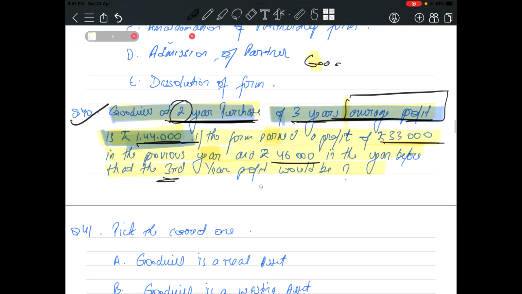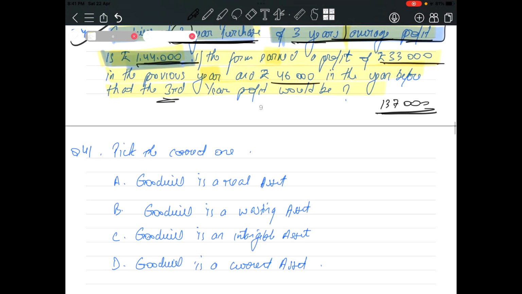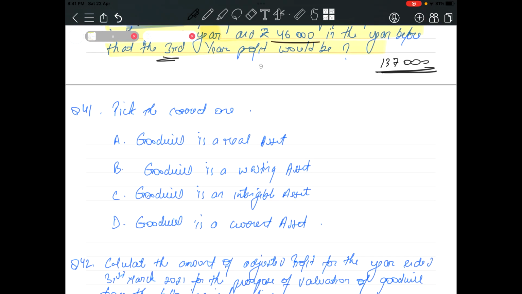So the answer of this was 1,37,000. Now let's move to question number 41. Pick the correct one. We have to pick the correct option.